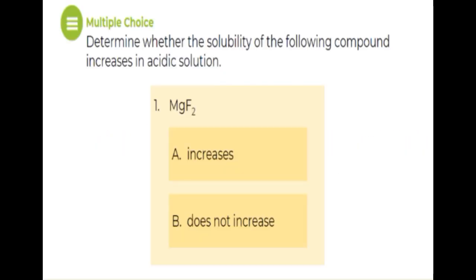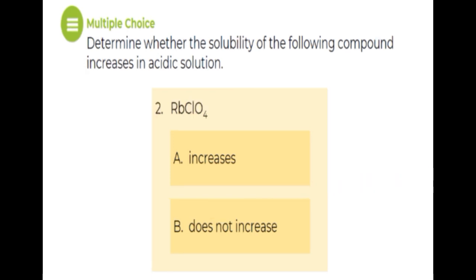Quiz. Multiple choice. Determine whether the solubility of the following compound increases in acidic solution. Number 1. MgF2. A, increases. B, does not increase.